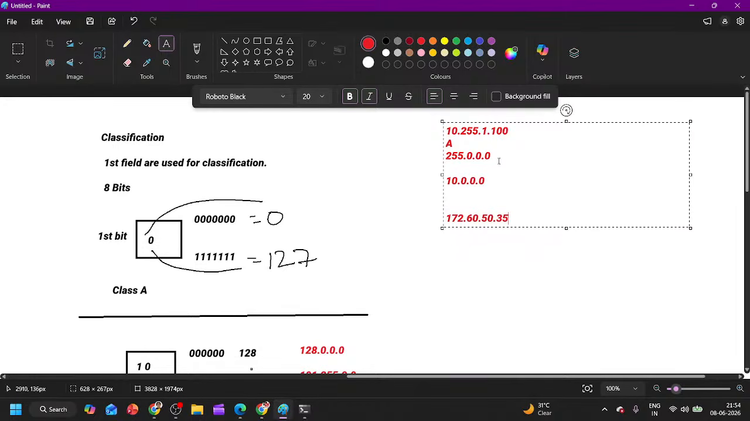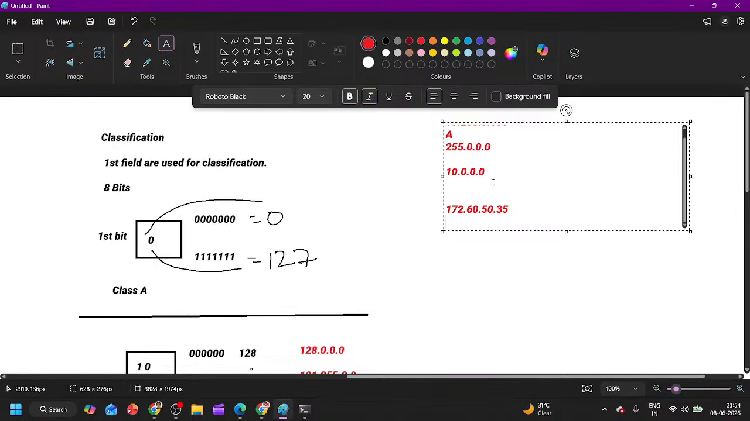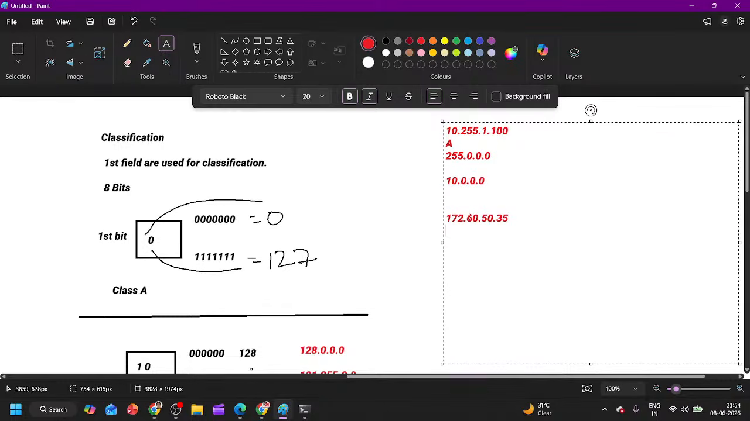Second, now 172.60.50.35. Tell me the network ID of this IP address. 172.60.0.0. Because we know this IP address has 172 in the first octet, it means this IP address belongs to class B, and the default subnet mask for class B is 255.255.0.0. It means I need to multiply these two values by 1, and these two values by 0. I will get this output. So simple.